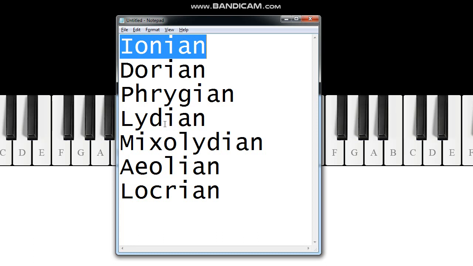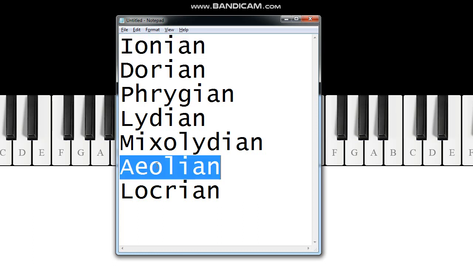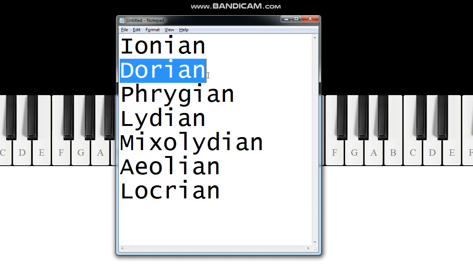Ionian is what we know as major. It has the same pattern. The half steps are between 3 and 4 and 7 and 8. Aeolian we know as minor. The half steps are between 2 and 3 and 5 and 6. And these other ones I forget. I forget where the Dorian half steps are. I don't have it memorized.